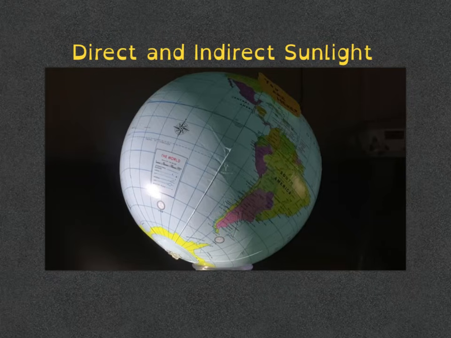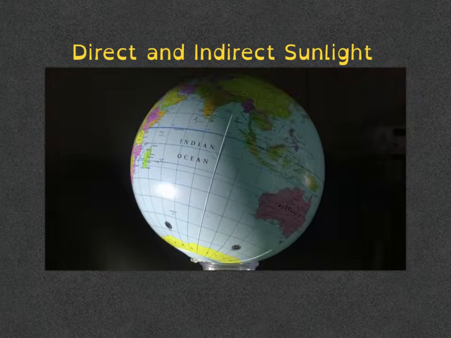In this video, we are going to be learning how the tilt of the Earth on its axis and its path around the sun causes direct and indirect sunlight to hit us differently, causing our seasons.